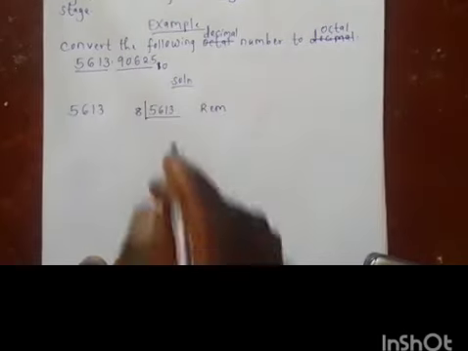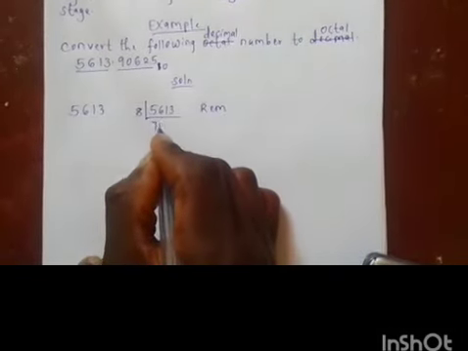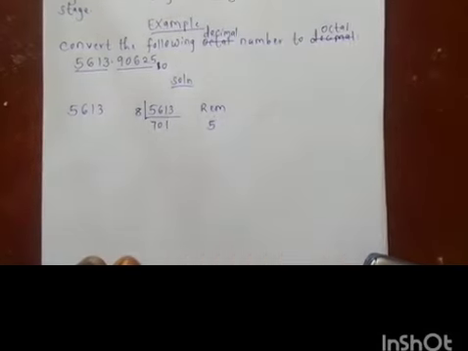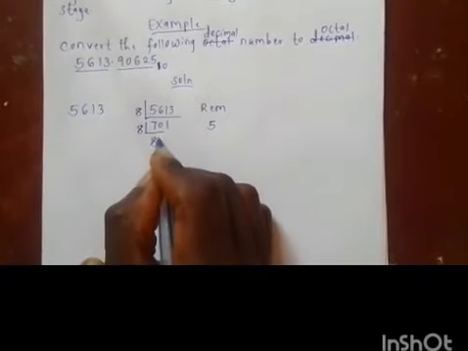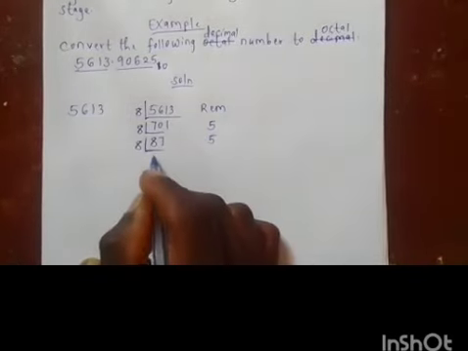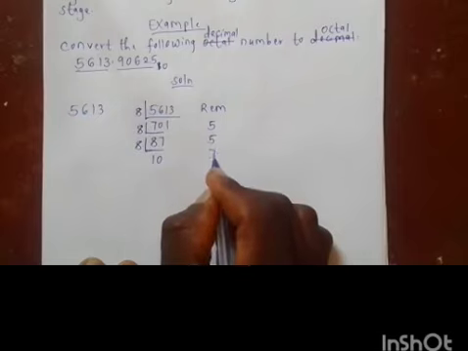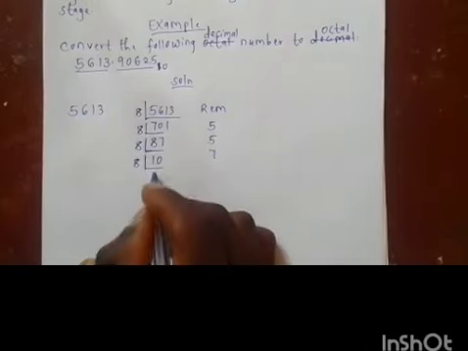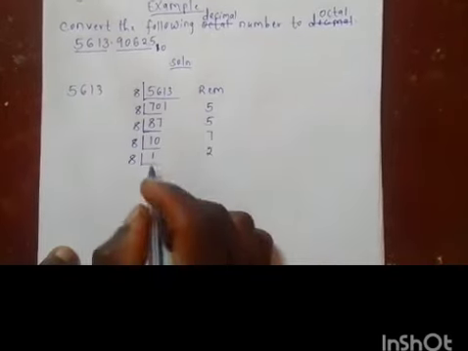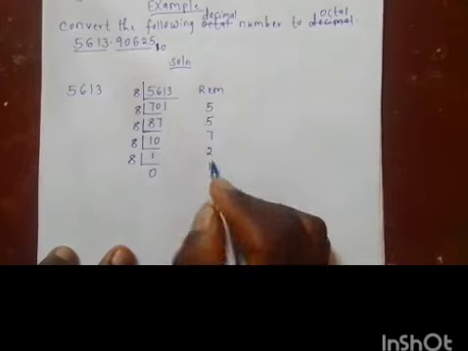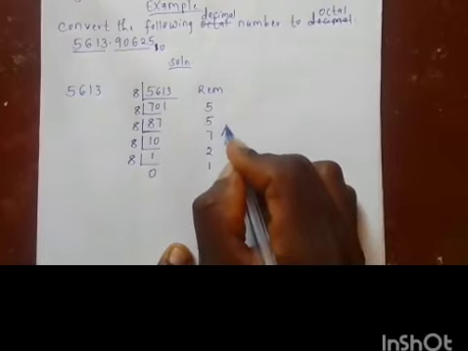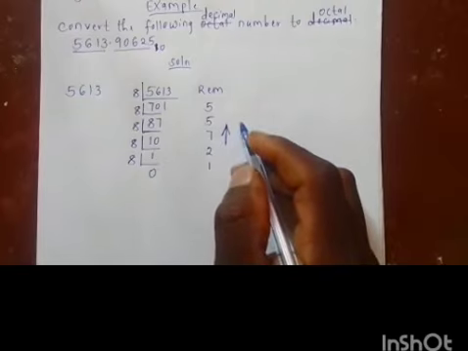We take 701 and the remainder is 5. Here we take 87, the remainder is also 5. Here we take 10, the remainder is 7. Here we take 1 and the remainder is 2. Here we take 0, the remainder is 1. So for the integer part, we write it upwards, from the left to the right, as this.